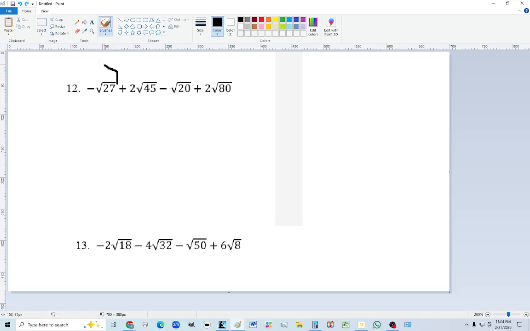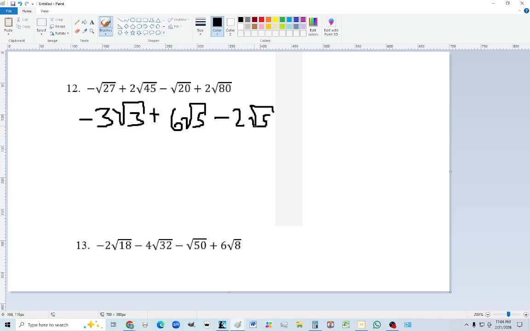This is 3 times 9. The 9 comes out. Get minus 3 times radical 3. This doesn't really, it's 9 times 5. 3 comes out, so you get plus 6 radical 5. 4 times 5 minus 2 radical 5. And this one, what is that going to be? You get 4 times 20. Yeah, 20 is 4 times 5, so 16 times 5. 16 comes out as a 4, so 8 radical 5.